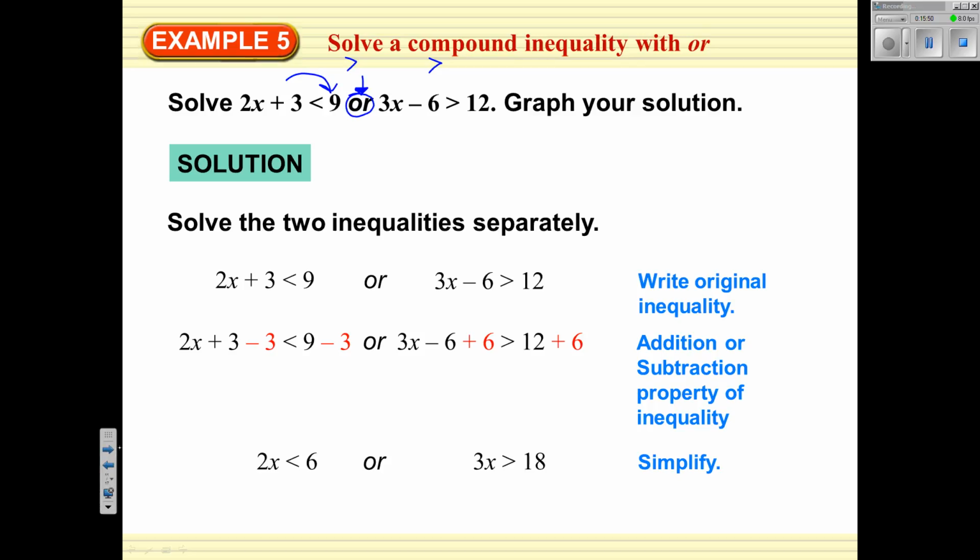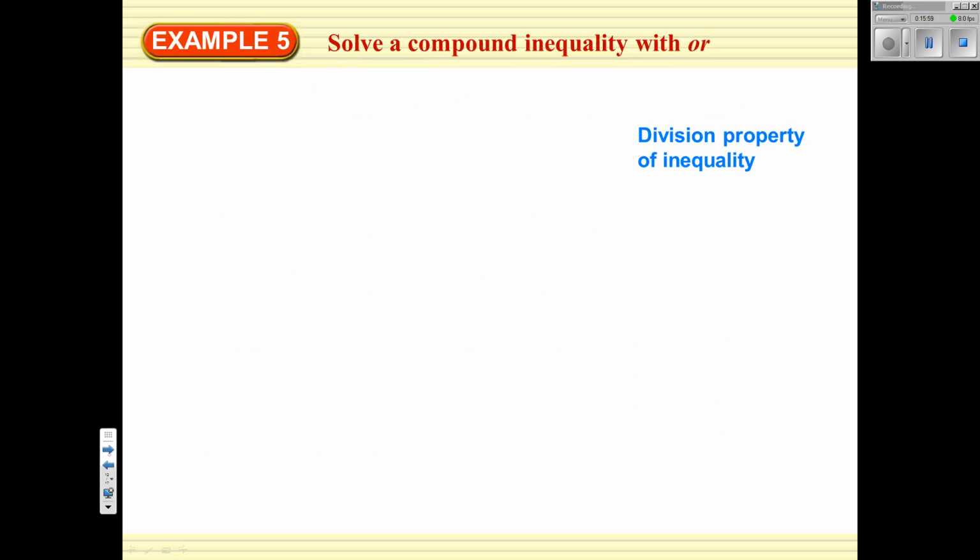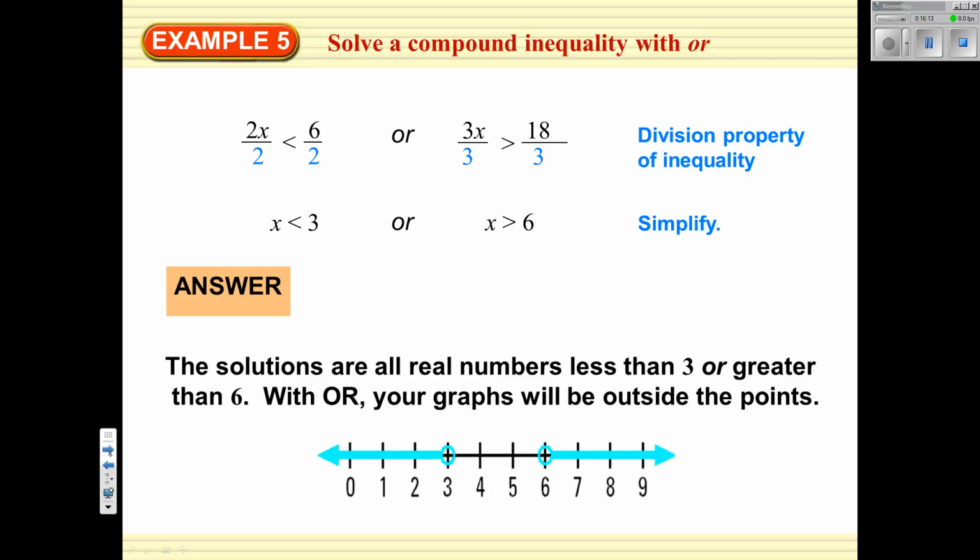We get 2x is less than 6, or 3x is greater than 18. We're going to divide this one by 2, and we're going to divide this one by 3. And we're going to be left with x is less than 3 or x is greater than 6. So there's our answer. Since it's an or statement, we can be satisfied on either side. Either this works or this works to make that statement true.